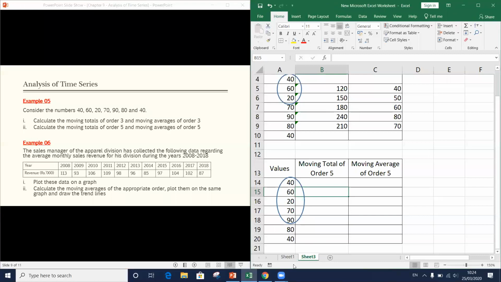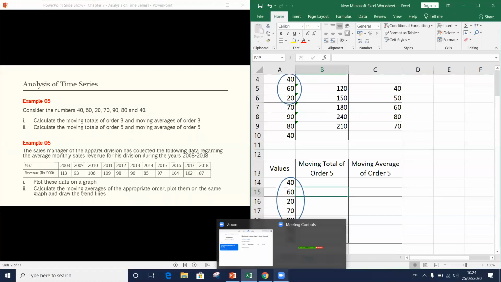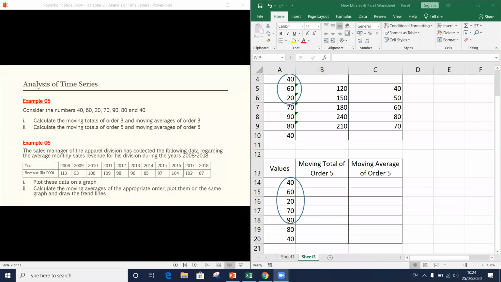Now I need your answers. Sanjula, what is the total? Total means 40 plus 60 plus 20 plus 70 plus 90. 280. Okay, if I write this value here, is it correct?